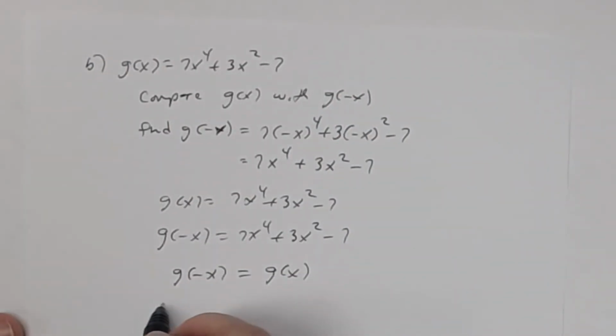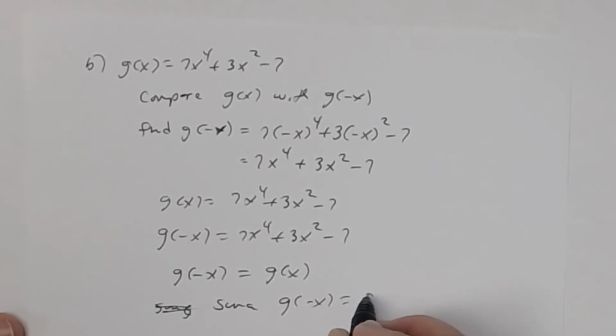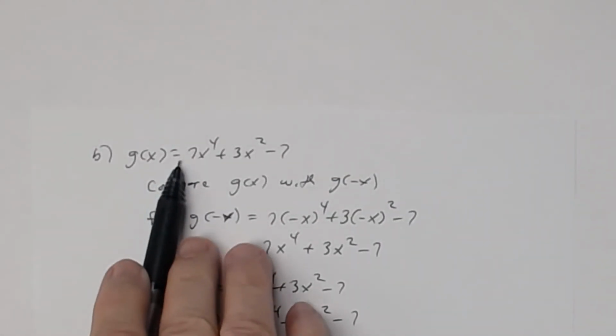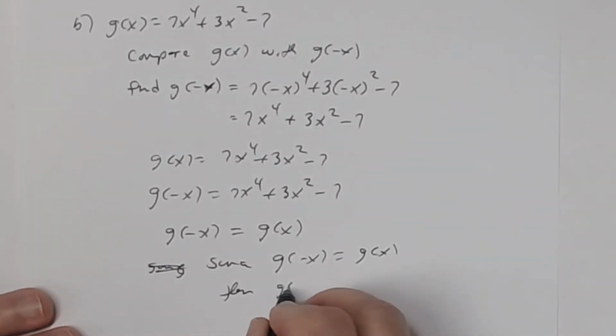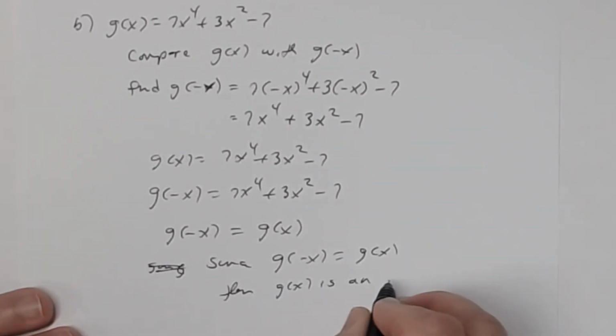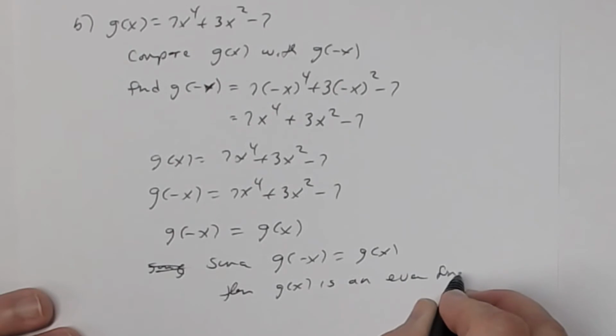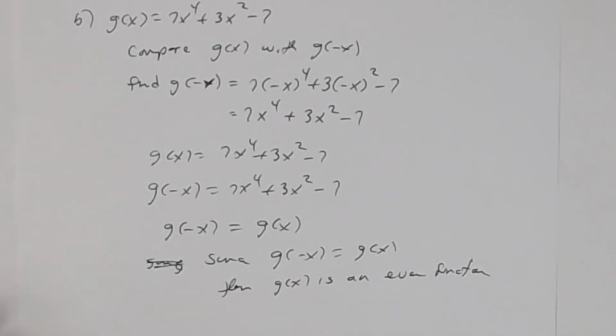So you're going to say since g of negative x equals g of x, then, now remember you're asking about this, you've got to say g of x. So you're going to say g of x is an even function. Okay, g of x is an even function.